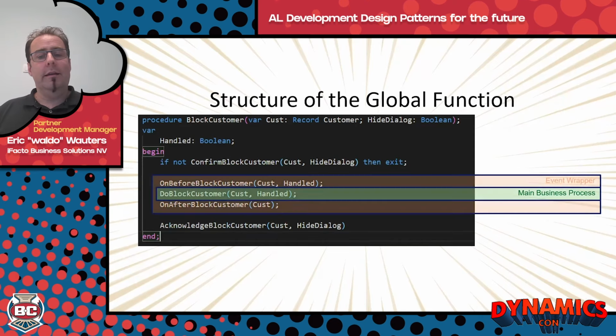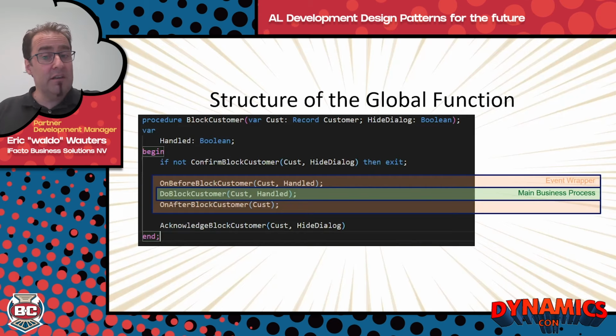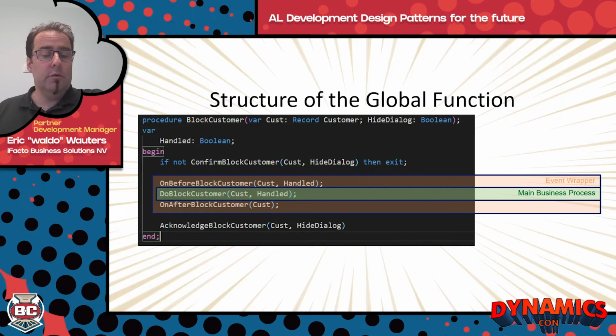Then there is the one and only event wrapper. On before block customer, on after block customer. So on before and after. Again, this is a pattern. This is what we implement for every single method that we create.